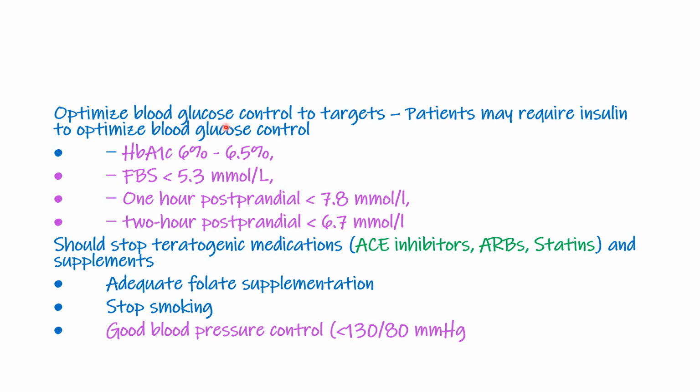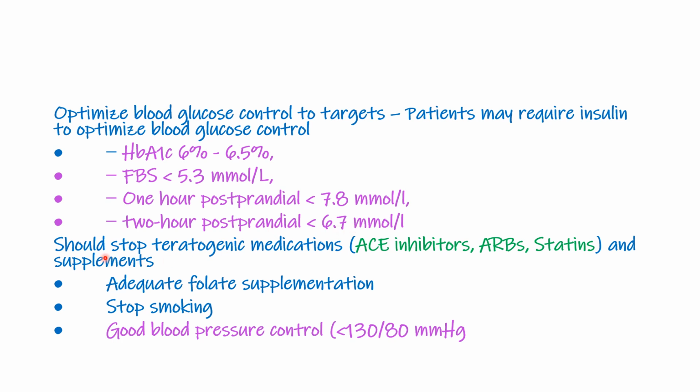So to optimize our blood glucose targets, and some patients may require insulin to optimize these targets. As I've already mentioned before, HbA1c should be 6 to 6.5, fasting should be less than 5.3, 1 hour postprandial should be 7.8, and 2 hours postprandial should be less than 6.